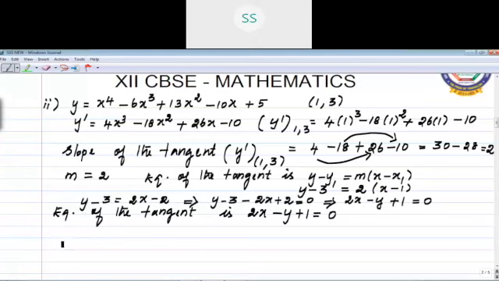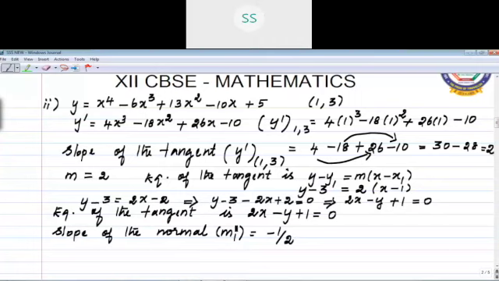Before entering the equation of the normal, I should know what is the slope of the normal, right? Slope of the normal, what I told you, is the reciprocal of the slope of the tangent with opposite symbol. Here you should represent it as m1. What is your slope of the tangent? 2. What is the reciprocal of it? 1 by 2. Opposite symbol, minus 1 by 2, right?